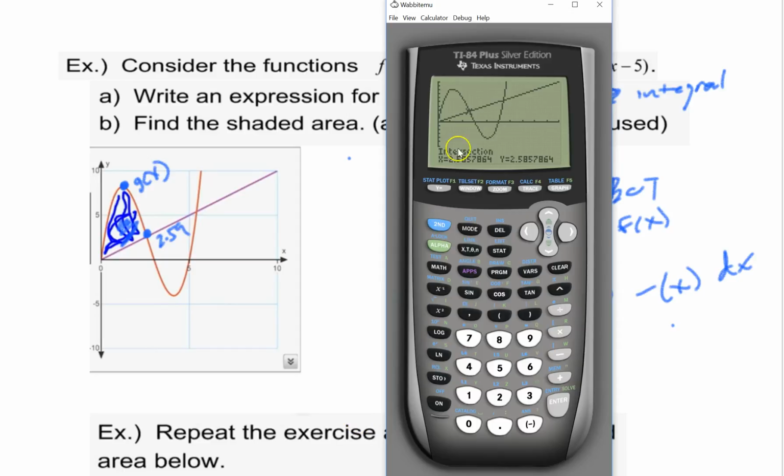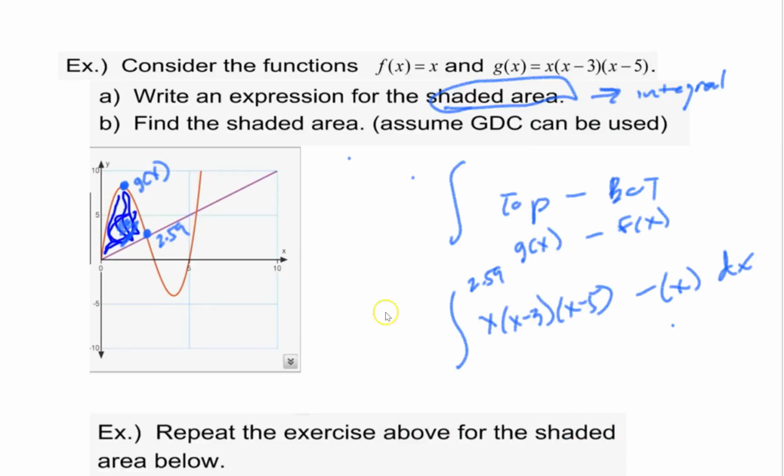It looks like it's 0, 0, but let me double check. So closer. And it is 0, 0. So 0, 0. Now we're going to put this in our calculator.